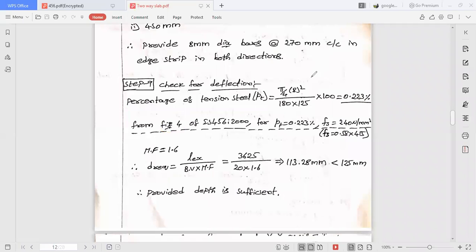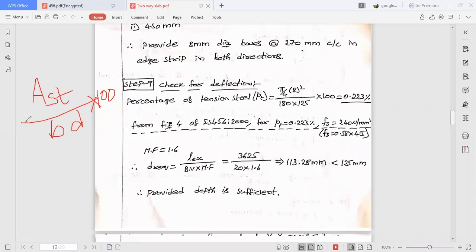And one more important thing is we are checking deflection along short span at the center, right? At the center, what is the formula for percentage of steel? Small Ast by spacing into d into 100. I have said many times the formula for percentage of steel is Ast divided by b d into 100. This is the actual formula: area of total steel divided by width of member into depth of member into 100.